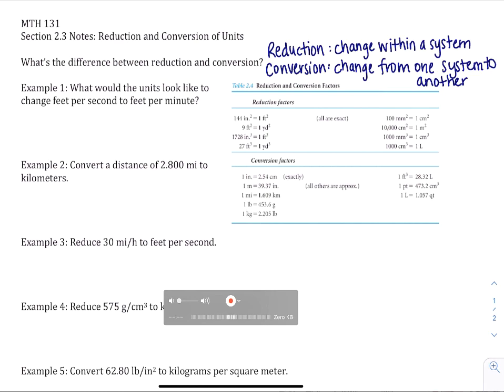So in example 1, if we're trying to go from feet per second into feet per minute, an important word here, this per, implies division. So whenever you see the word per, you're going to put a fraction bar in between. So if we have feet per second, it would look like that fraction. Now we want to get this into feet per minute, which implies that we need to convert seconds to minutes.